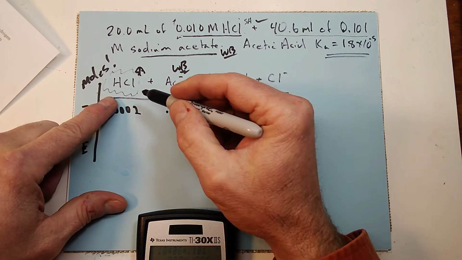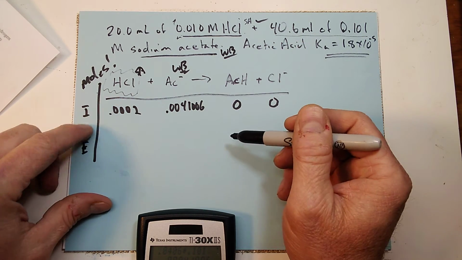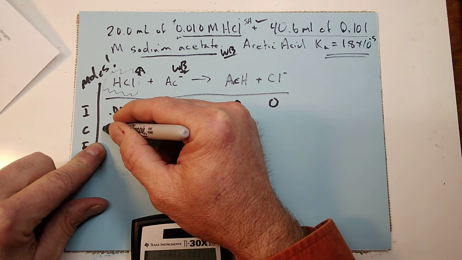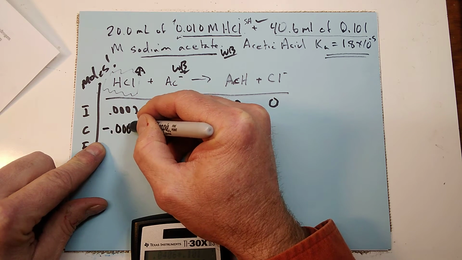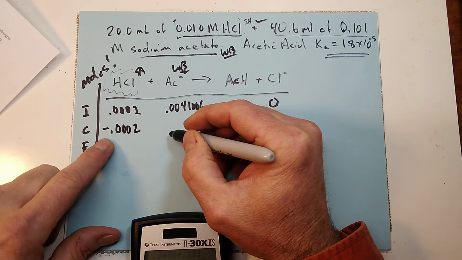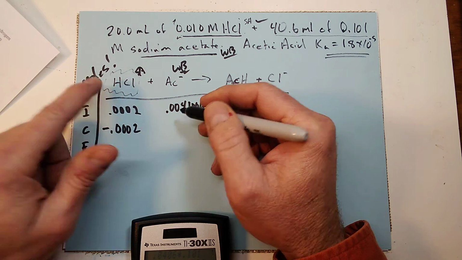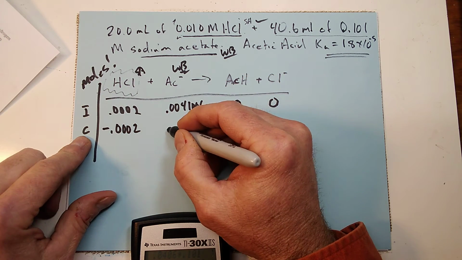In this case, it's an acid. We needed the weak base, and that's all we had. Of course, for the change, all of this goes away. Minus 0.0002, so it's 1 to 1. One of these reacts with one of these. Sometimes you had a diprotic acid, and it took 2 of these to react with H2SO4. But it's 1 to 1 here.